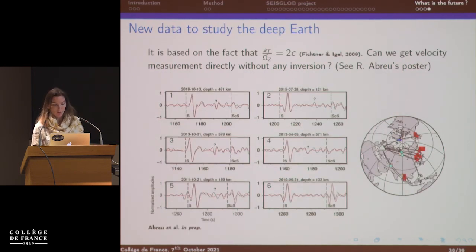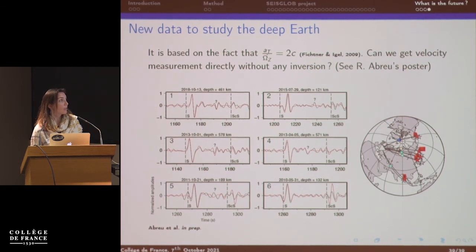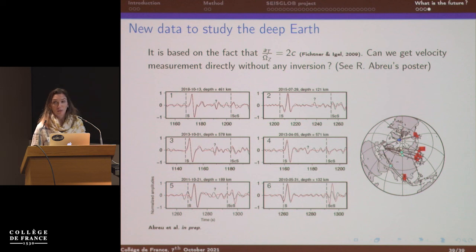I just wanted to finish with new data that are available. There is a new field developing, rotational seismology. I wanted to advertise the poster of Raphaël Abreu today, who will show preliminary observations. We are also seeing body waves on this new data, and body waves sample the deep mantle. So the question is, can this data help us to better see the lower mantle? I will stop here. Thank you.